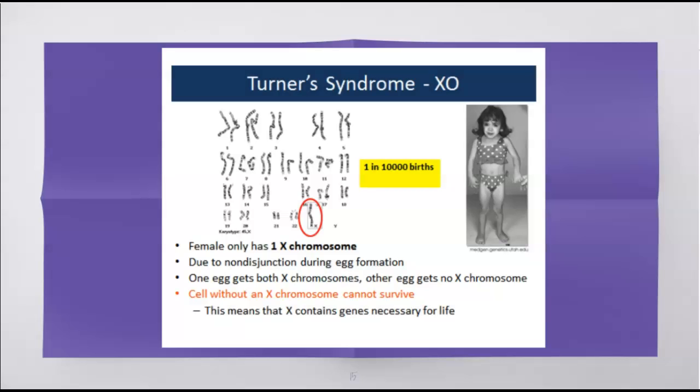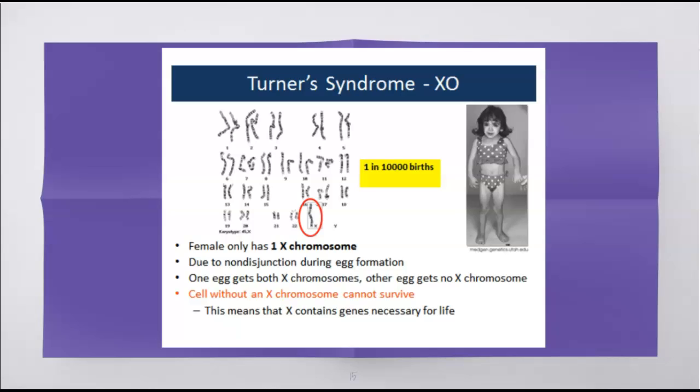Turner syndrome is now looking at what we would call a monosomy example. This is an example of Turner syndrome where we have one X, but we don't have the other X, or we don't have a Y. So this is a female. They are born female because they have an X chromosome, okay? Again, this is due to nondisjunction.